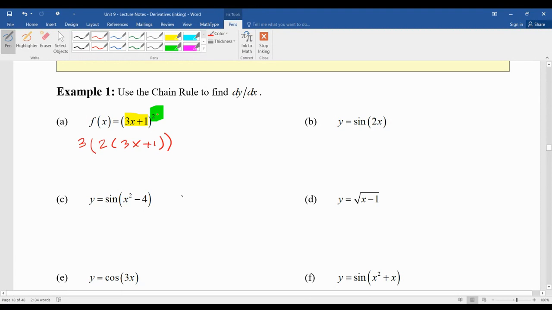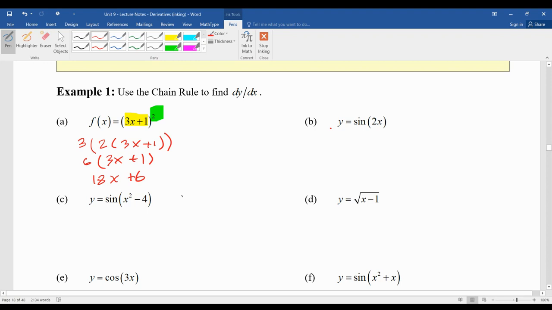So you apply the power rule, which is 2 times 3x plus 1 to the power of 2 minus 1, which is 1. And then we simplify. 3 times 2 is 6. 6 times 3x plus 1. We can keep it like this, or we can distribute the 6, so it becomes 18x plus 6.